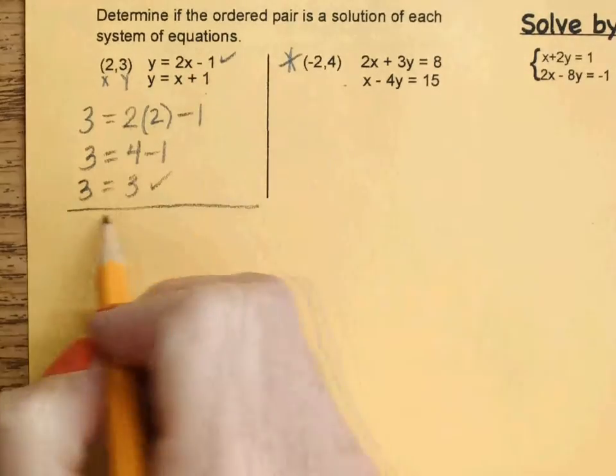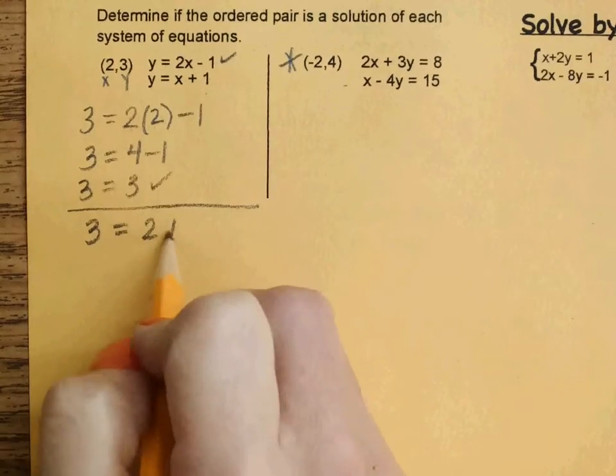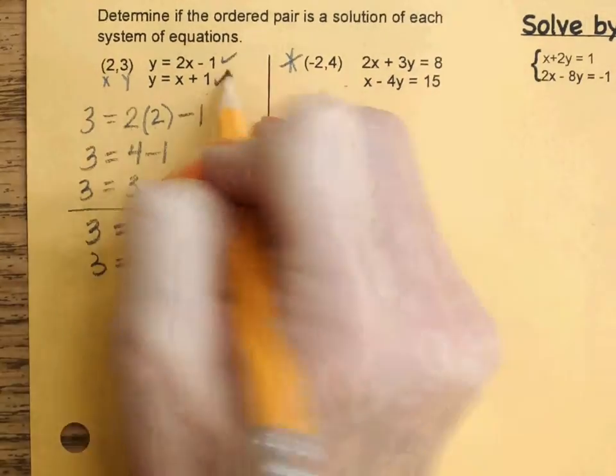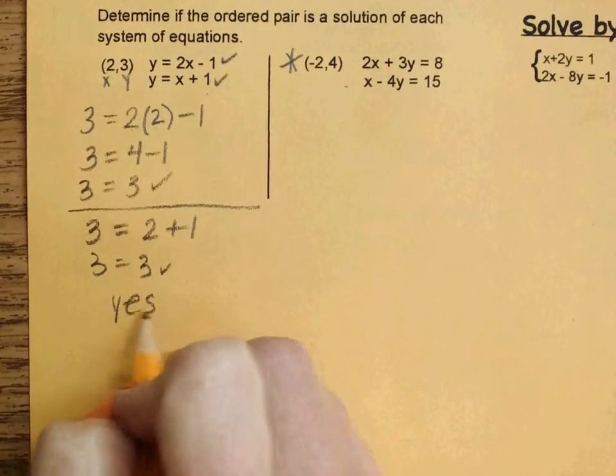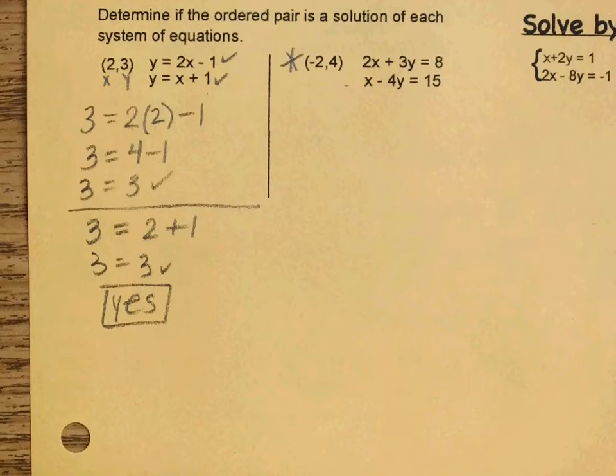Now let's try the next equation. Again, I'm going to put 3 in for y, 2 in for x, and rewrite the rest. I have 3 equals 3, and so it works, so I just write in a quick yes. And so we'll just do the second one next time I see you in class.